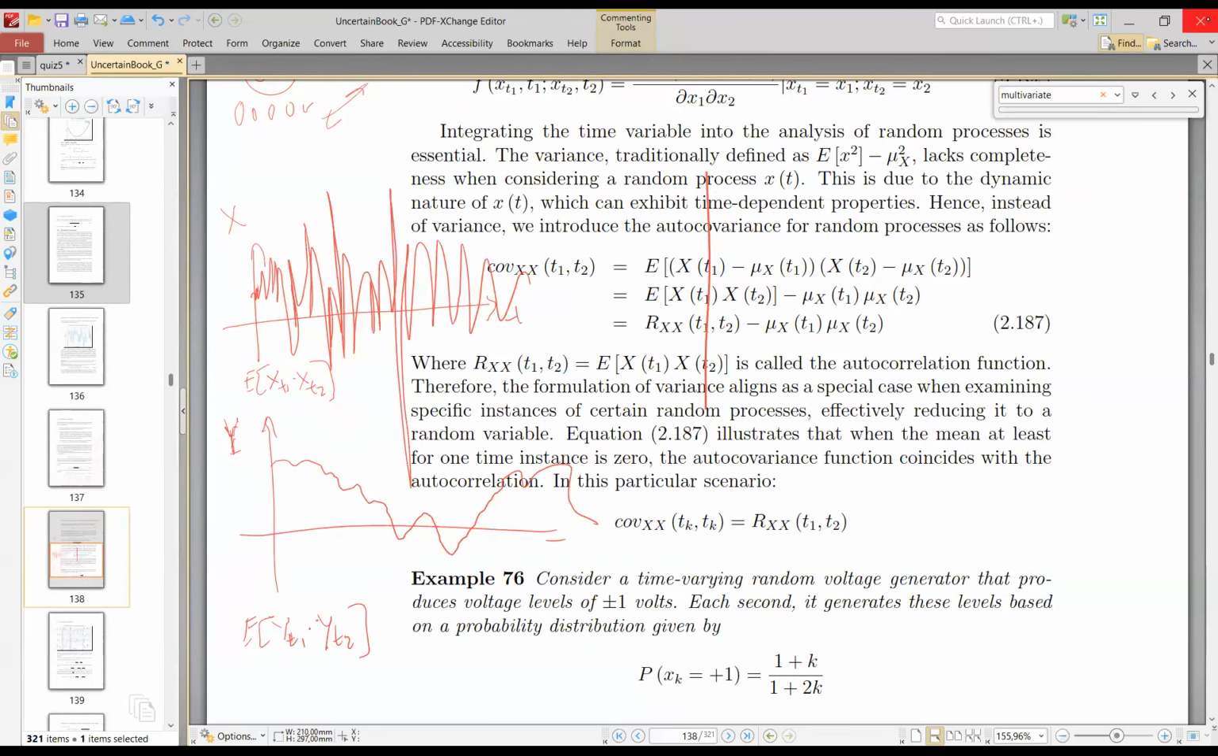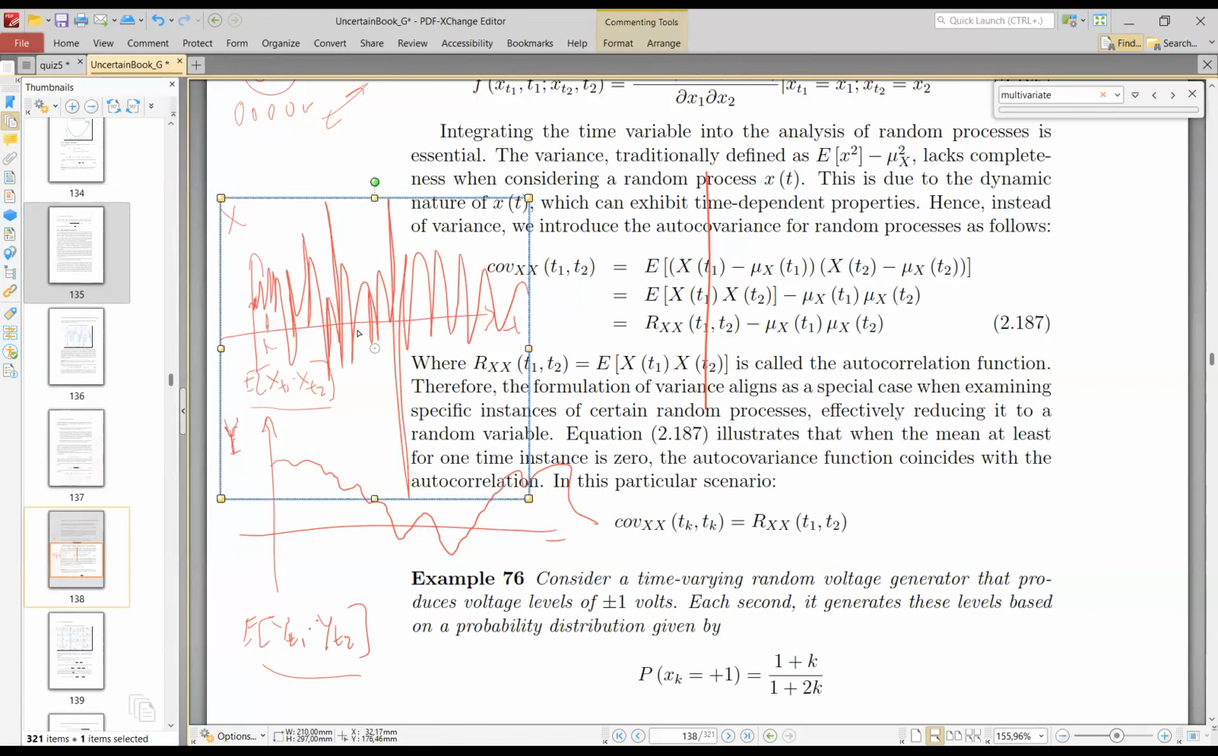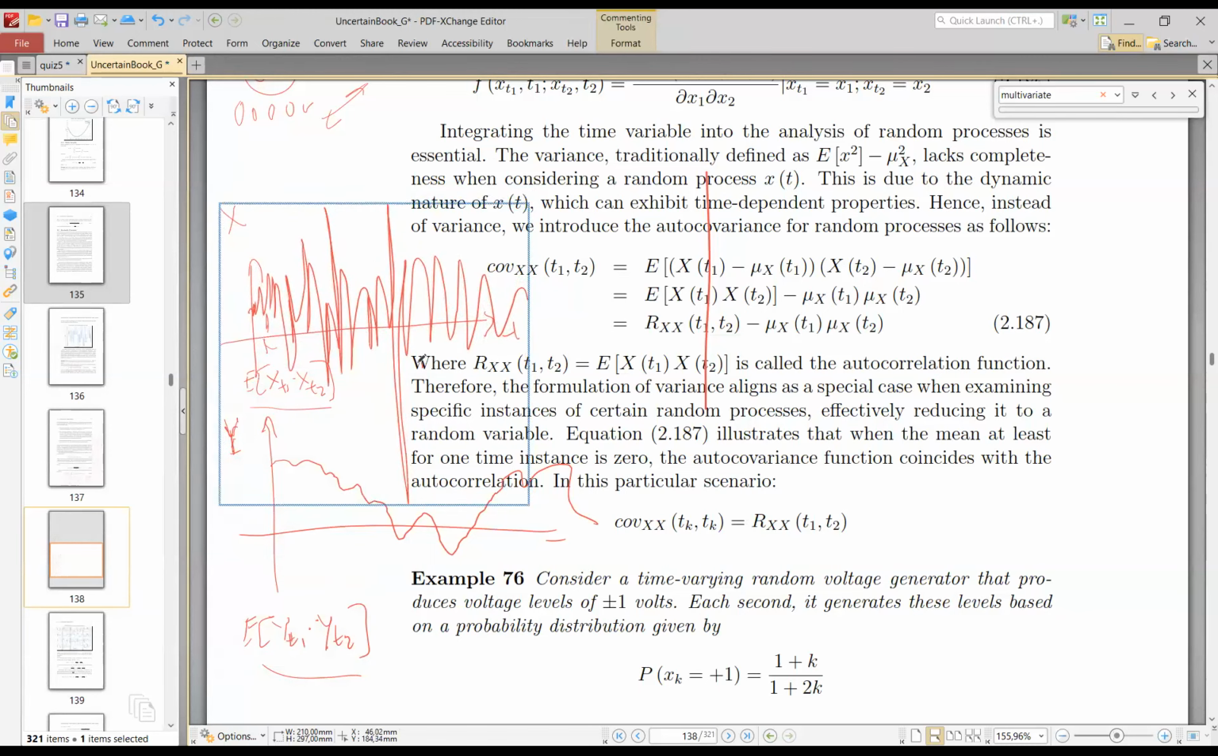So what do you think? Which one should be higher, this one or this one? Of course, the expected value of x at t1 and x at t2, the correlation here between x at some time t1 and some time t2.